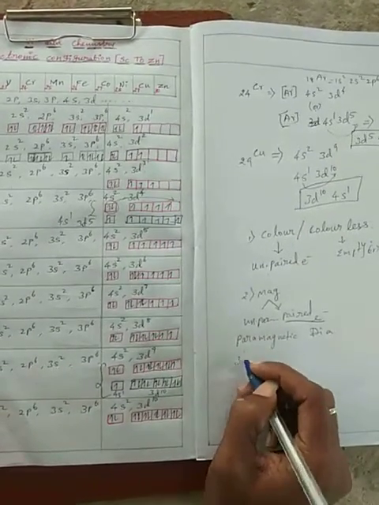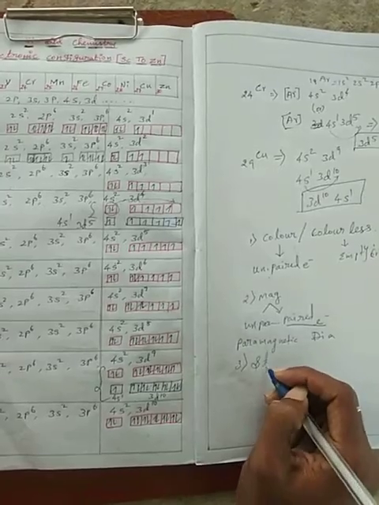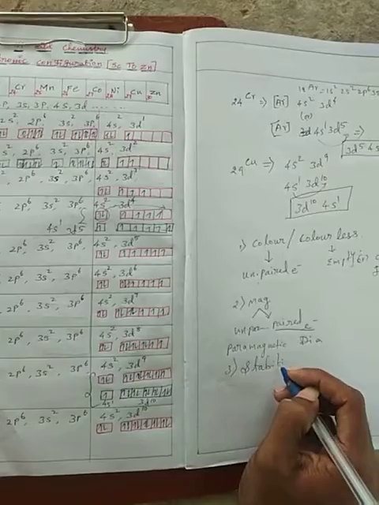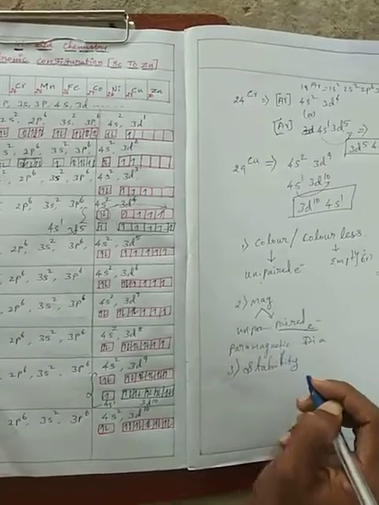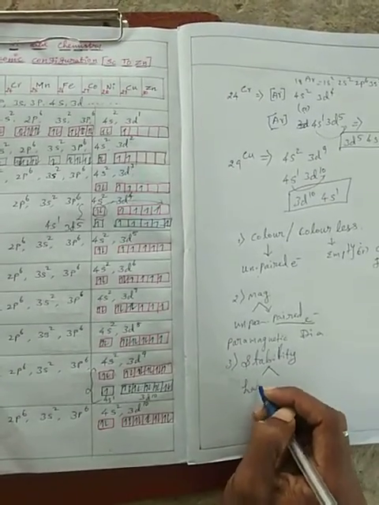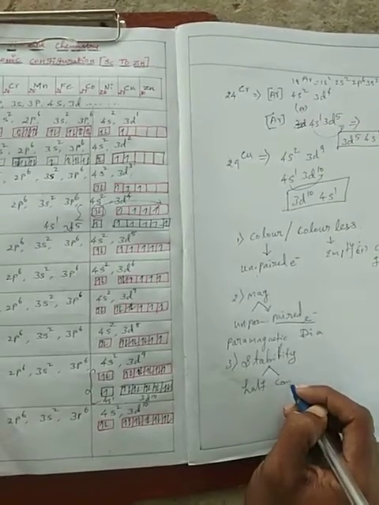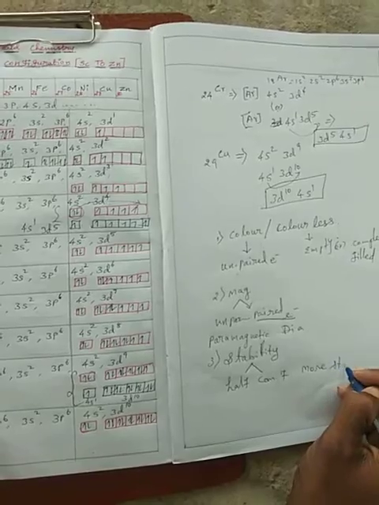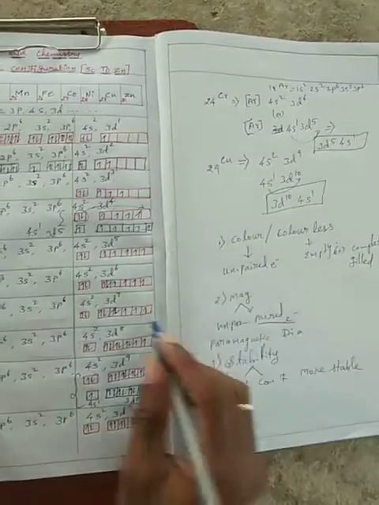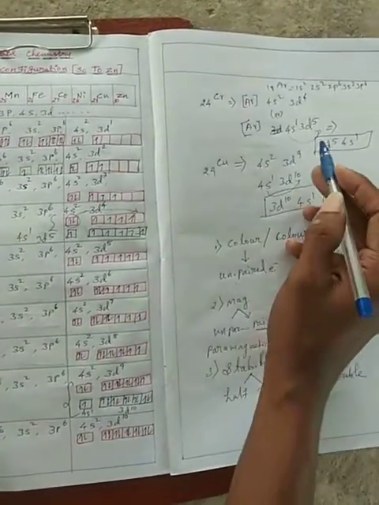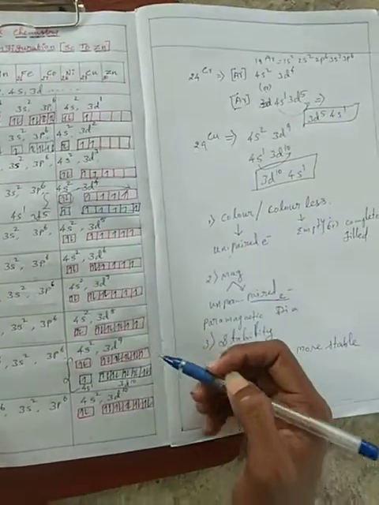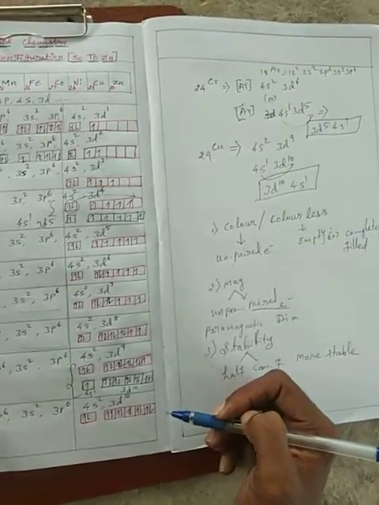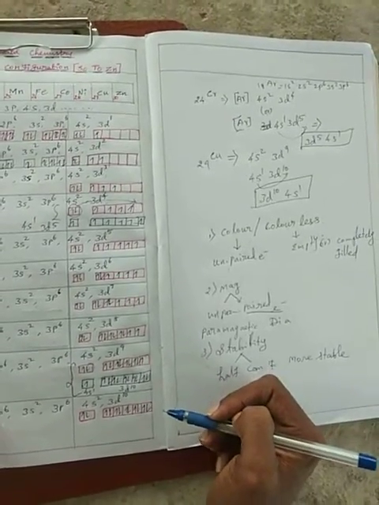And third, stability. Half-filled and completely filled are more stable. For example, chromium half-filled 3d5, copper completely filled 3d10, and zinc completely filled are more stable.